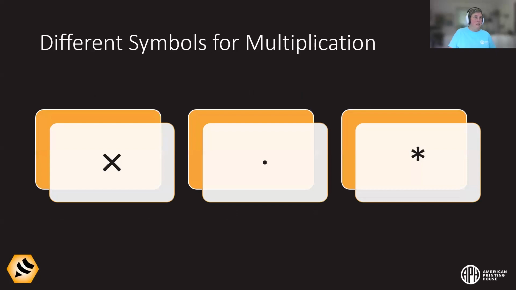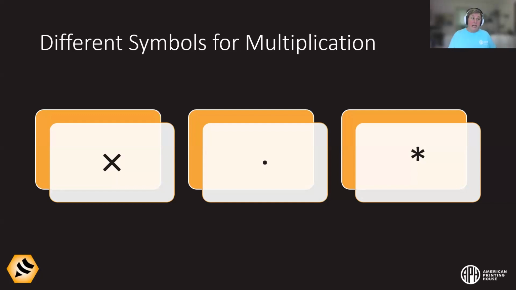It's math. Now, there are different symbols for multiplication. The multiplication X is known as the times sign, but it could also be called the dimension sign, the cross multiplication sign, or the vector multiplication sign. The multiplication dot is also known as the dot operator symbol or the scalar multiplication sign. And then the multiplication star is known as an asterisk or star.